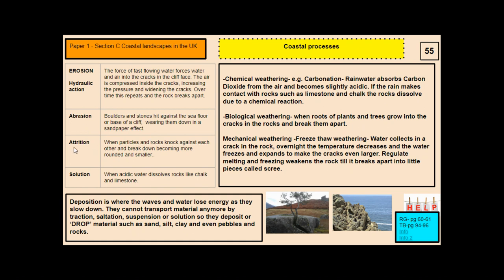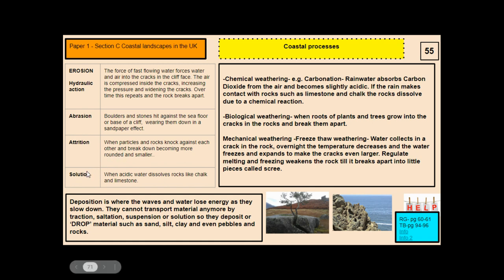Now, the next one is attrition. Attrition is when particles and rocks are knocking against each other and they break apart and they are getting rounder and smoother. The way you remember this is the TT in attrition. They are thrown. TT, they're thrown together and they get smaller and they get rounder.